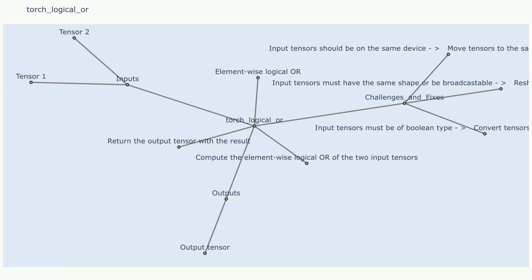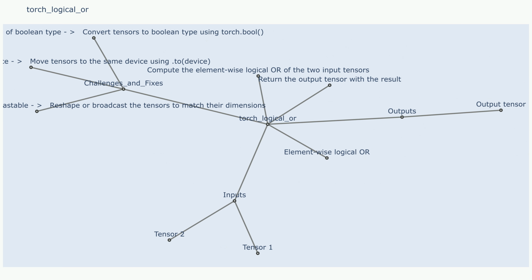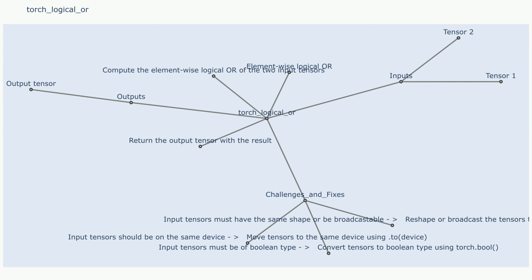Challenge 2: the input tensors should have Boolean values. Sample use case that resulted in challenge 2: if the input tensors contain non-Boolean values, the torch.logical_or function might return unexpected results. Fixes to challenge 2: convert the input tensors to Boolean type using functions like torch.bool or torch.tensor with dtype torch.bool before applying torch.logical_or.